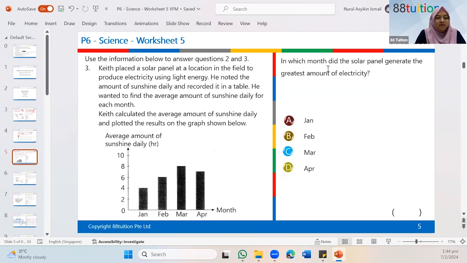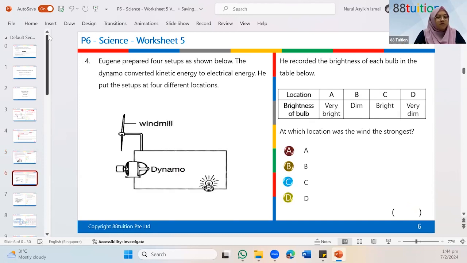The more the amount of sunshine, the more the light energy, the greater the amount of electricity can be converted from it, right? So of course we're going to pick March. It has the highest amount there. No issue with this one. Everyone should be getting this correct. Okay, let's move on to question number 4.